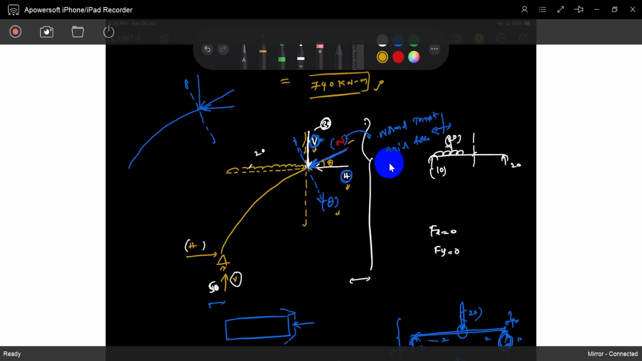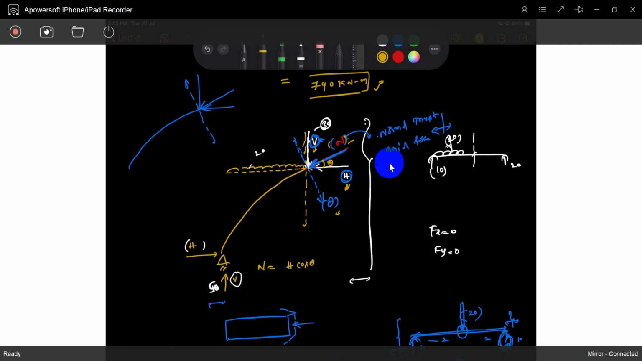So what is H, what is V, what is N and what is Q? You can easily observe it. So what is N? Take H first. N is equal to H cos theta.